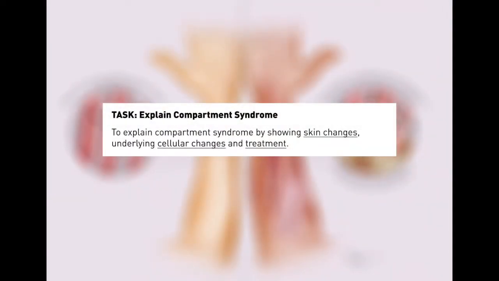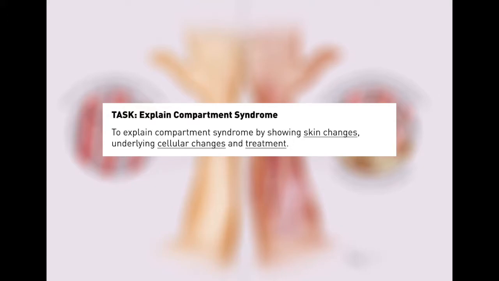My aim with this drawing is to explain in simple visuals what compartment syndrome looks like. Compartment syndrome is a common complication after an injury to the arm or legs. There are changes occurring at a cellular level, and there are changes occurring on the surface which a doctor can see. And there's treatment for it. In this drawing, I want to illustrate all three elements in a single drawing.